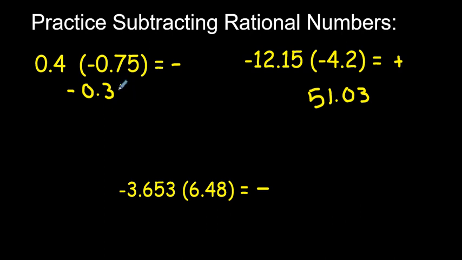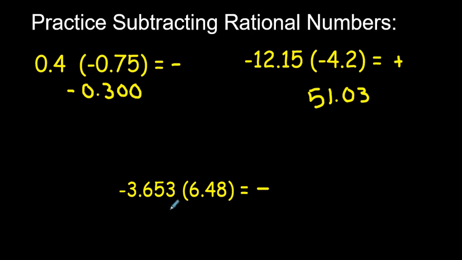Of course, in this one, you may have actually gotten this as your solution, which is the same as negative 3 tenths. This is just negative 300 thousandths. Over here, we get 51 and 3 hundredths.